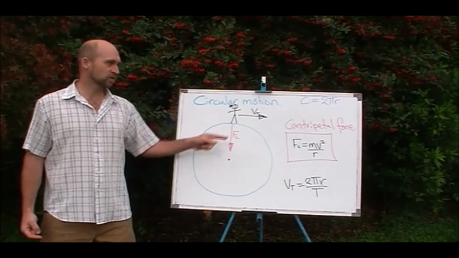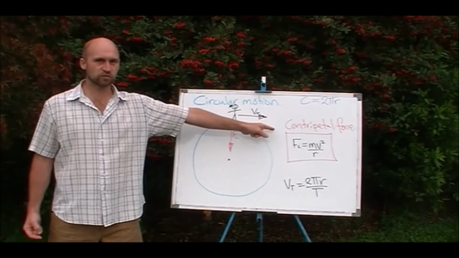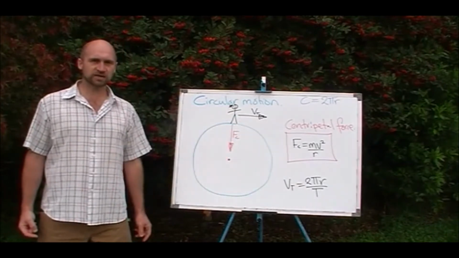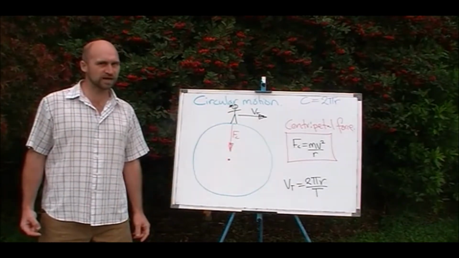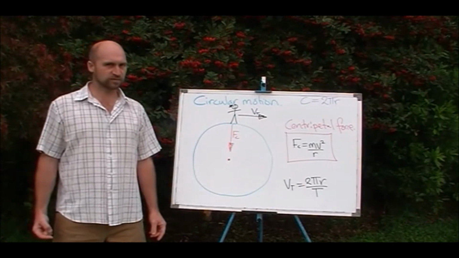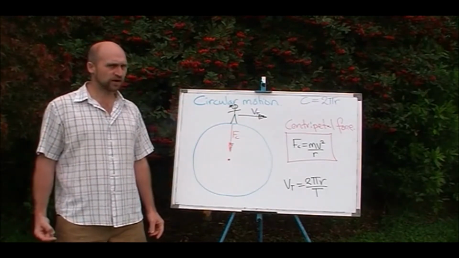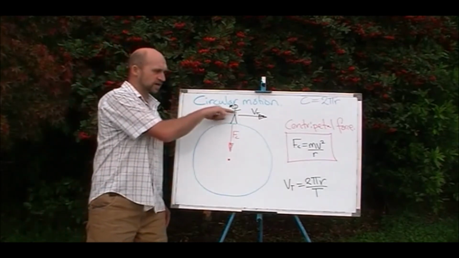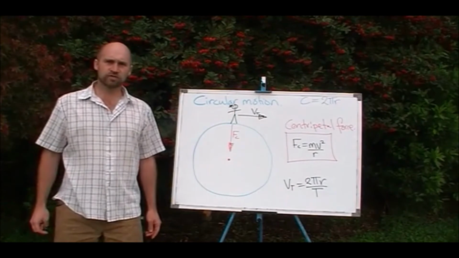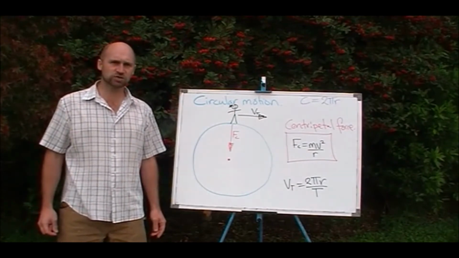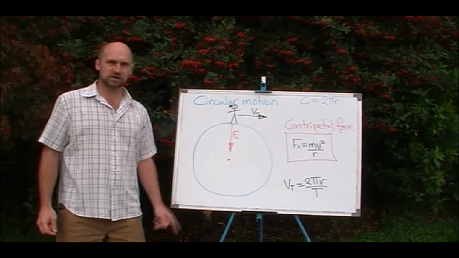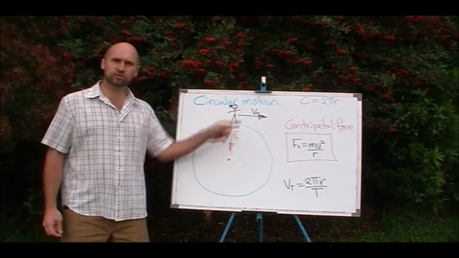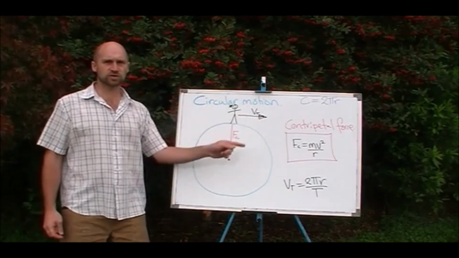That force we call the centripetal force, center-seeking force, and we can calculate how big that force needs to be by doing mass times velocity squared divided by radius. It's very important to notice that the velocity at any point is a tangent to the circle, whilst the force is along the line of the radius, and that means that the force is at right angles to the velocity.